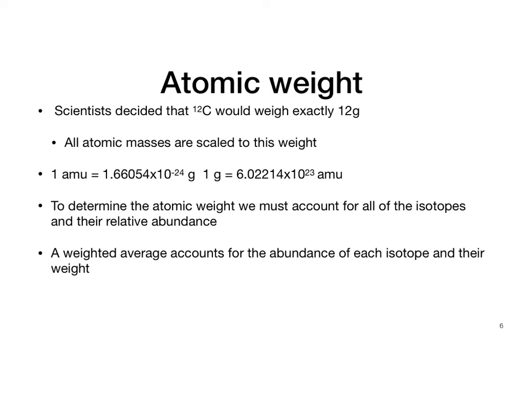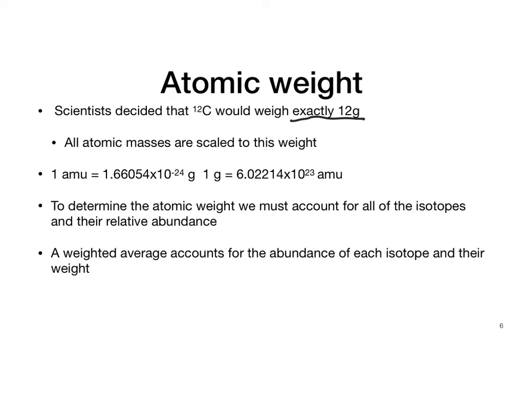So scientists decided that carbon-12 would weigh exactly 12 grams. And they did this because there are 6 protons, 6 electrons, and 6 neutrons. So it weighs exactly 12 grams, like 12.00000 grams. And so then they created this as a scale. So all atomic masses are scaled to this weight. So all of the different masses are scaled.